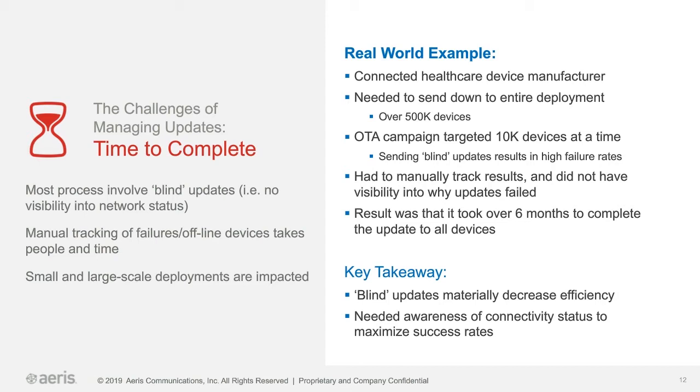And one example of that is a device manufacturer in the healthcare space. They needed to send down an update to their entire set of devices, which was over 500,000 total units. And so basically they decided to target 10,000 devices at a time, and they would execute this campaign in batches of 10,000. And so they would select 10,000 and send down the update and manually track which ones were successful and which ones weren't. And if half of those went through on the first time, then they'd take the ones that didn't go through and add 5 more thousand and do another batch of 10,000.